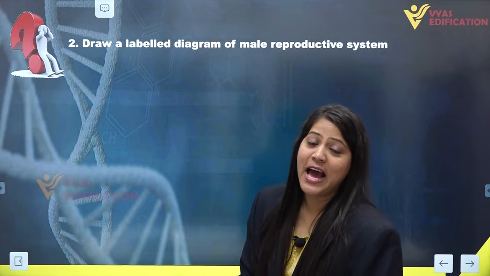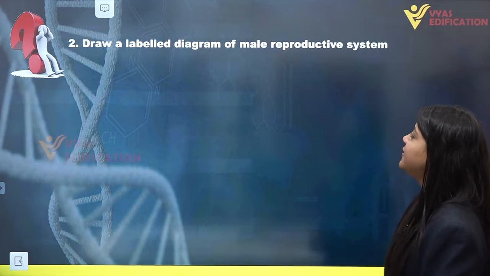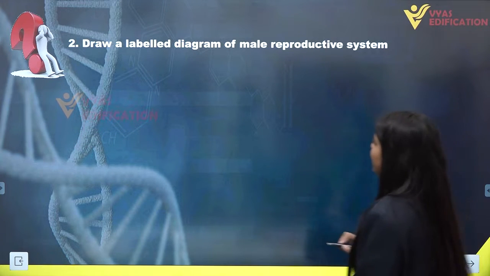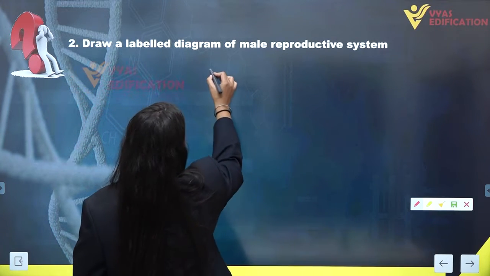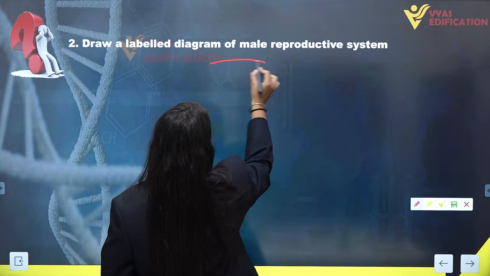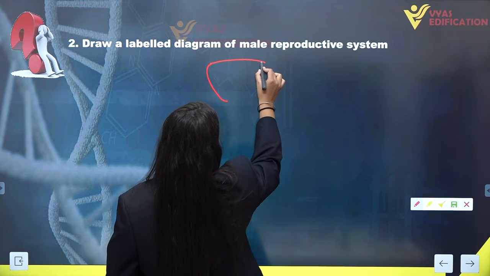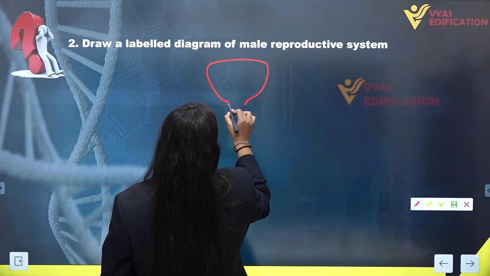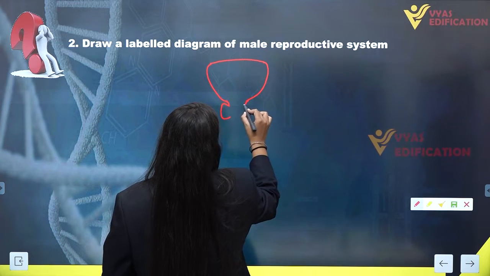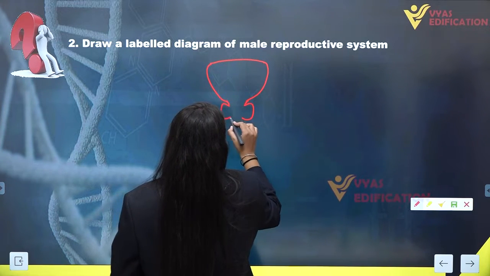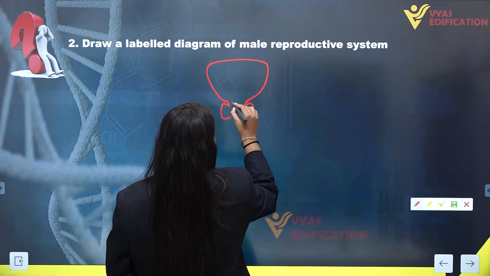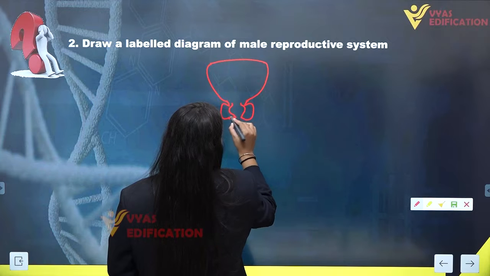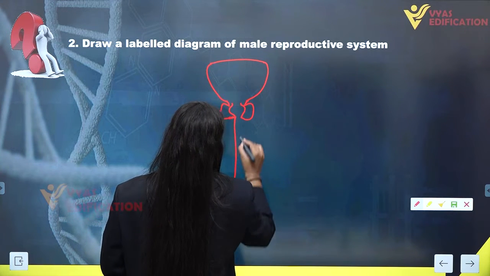The next question we have is, draw a labeled diagram of male reproductive system. Now let's make a male reproductive system. First we are going to make urinary bladder here. Then a gland known as prostate gland. This is urethra.